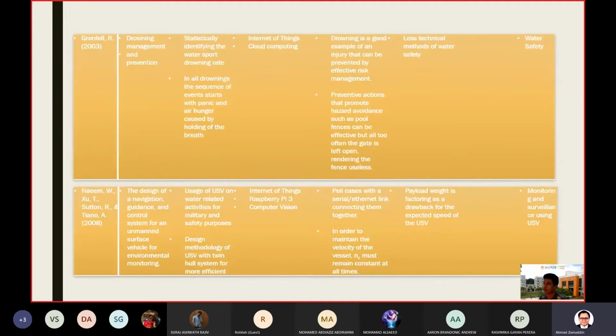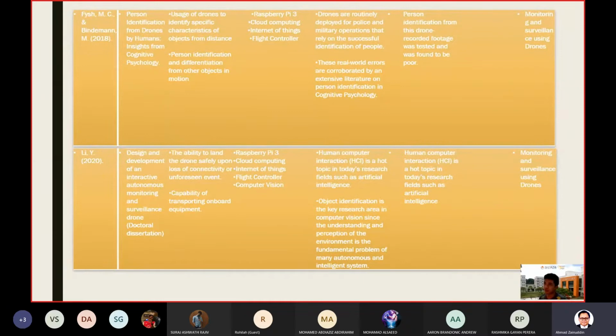And on drowning management and prevention, to identify what the current solutions are and what the disadvantages of those current solutions are, to make me understand the purpose of creating this project. And design, navigation, guidance and control system for unmanned surface vehicles for environmental monitoring. So I'm trying to understand what the current monitoring systems are that monitor environmental pollution and those kinds of areas. So maybe there could be an implementation where I can merge those existing projects with my project.